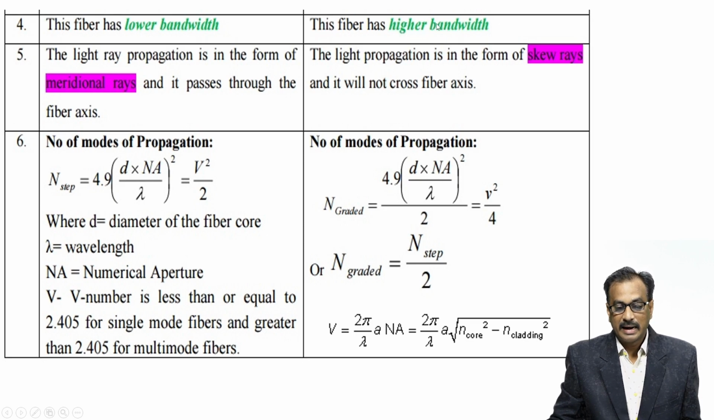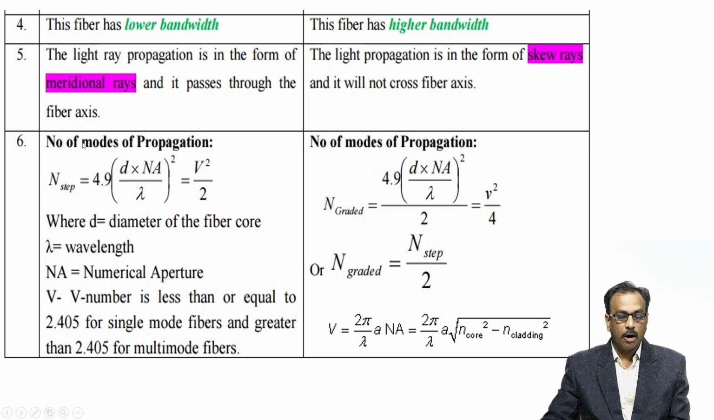That's the reason graded index fibers are used for long distance communication systems. In the step index fiber, the light ray propagates in the form of meridional rays, which pass through the fiber axis. In the graded index fiber, the light propagates in the form of skew rays, which do not cross the fiber axis.